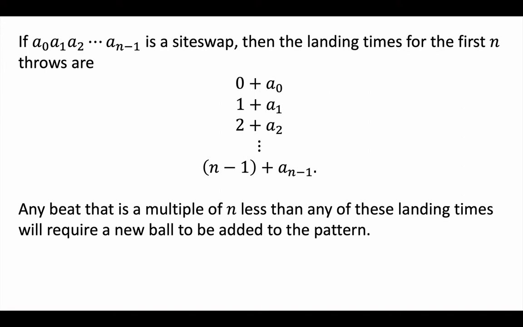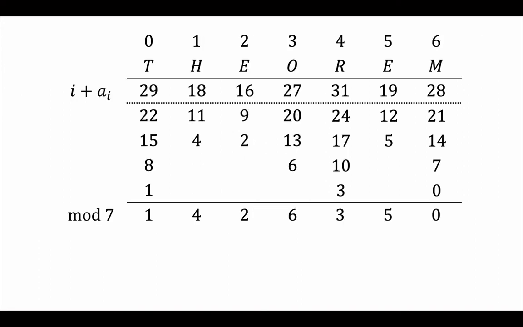In our first video, we introduced the idea that a letter could be substituted for a two-digit number. A corresponded to 10, B to 11, C to 12, and so on. It turns out that the word theorem is a siteswap. T is a throw of height 29. Out to M is a throw of height 22. The landing times are 29, 18, 16, 27, 31, 19, and 28.